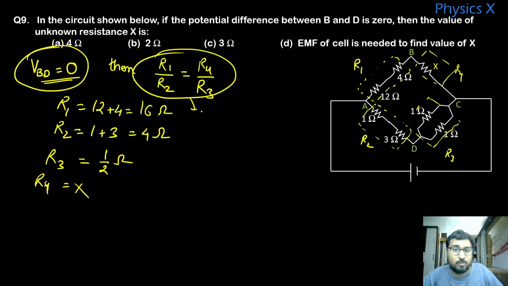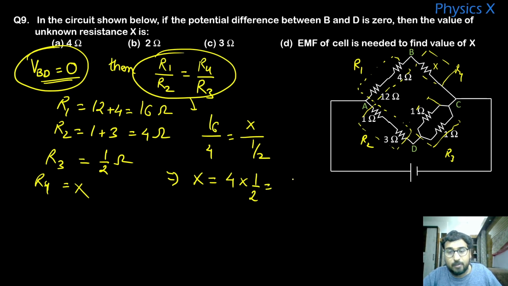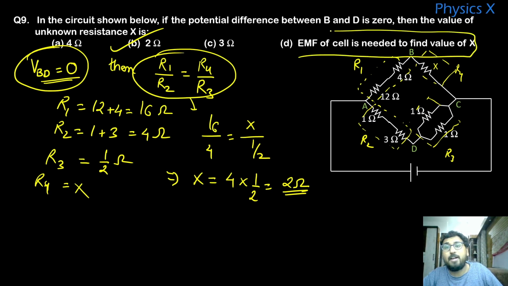Now we put the value in this. So it is 16 by 4, and R4 is X by 1 by 2. So X you can find as 4 into 1 by 2, which is nothing but 2 ohms. Right. EMF cell is not needed. Sometimes people mark this, but it is not needed, because if the potential difference is 0 between these 2 points, then if we know 3 resistances, we can find the one unknown. So the answer is 2 ohms.